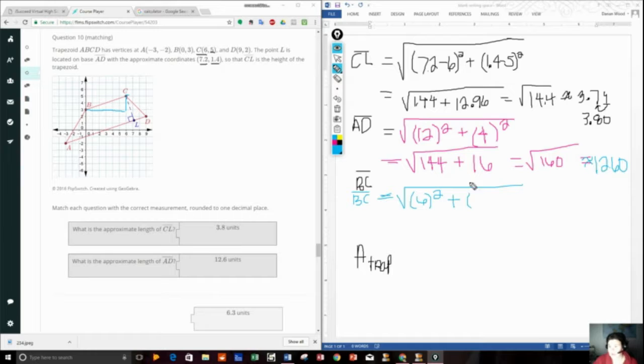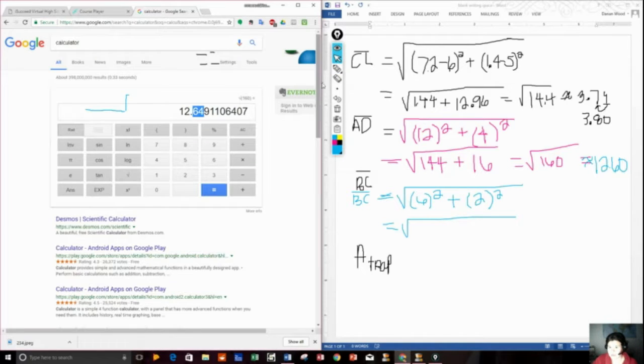1, 2, squared. So that equals the square root of, and you can do the same process with the calculator. I'm just going to do this, it's quicker for me to talk it out instead of typing it on the calculator. So we have 6 squared is 36, and 2 squared is 4, and we have the square root of what's 36 plus 4, that's 40.